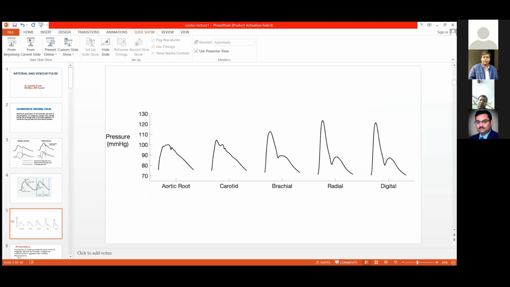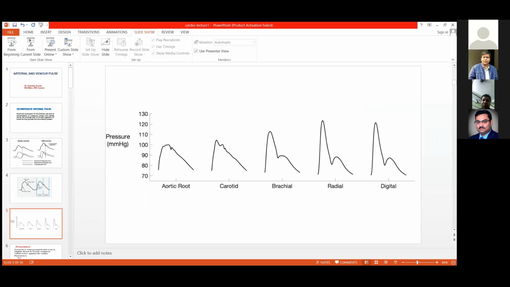So this is the structure of pulse. Are you able to see this? Everyone is able to see this? Yes, sir.